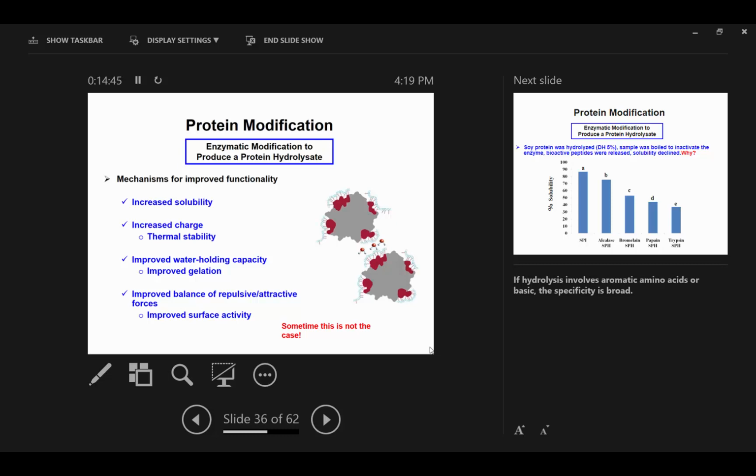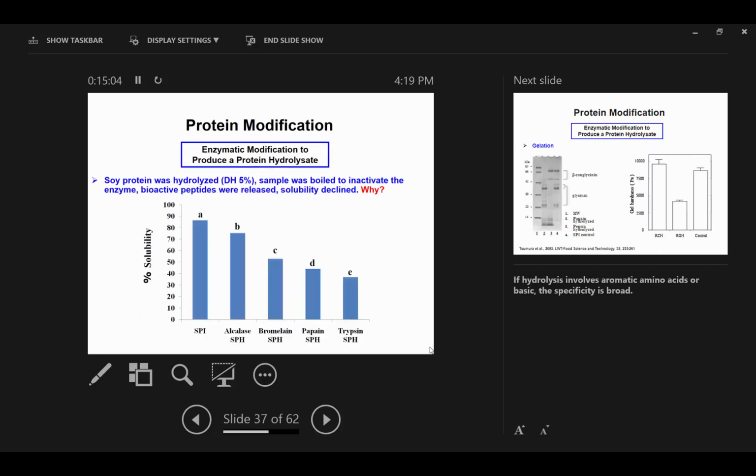So what I'm saying is sometimes this is not the case. What I mean, it's not always that you're improving solubility. Not every time you hydrolyze are you going to improve all of these, basically. So it depends on the peptides you generate. Sometimes you see the opposite effect. So let's look at this example.